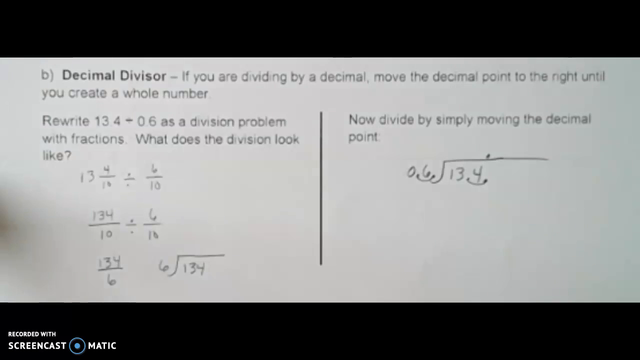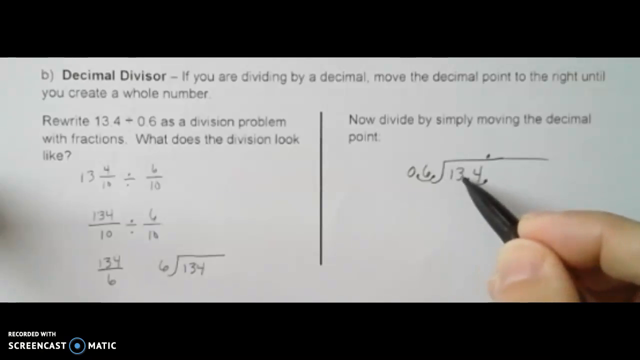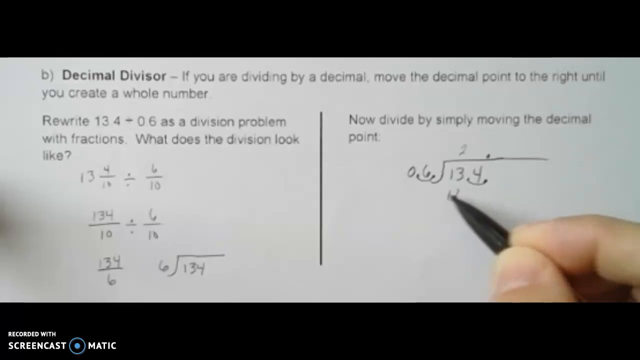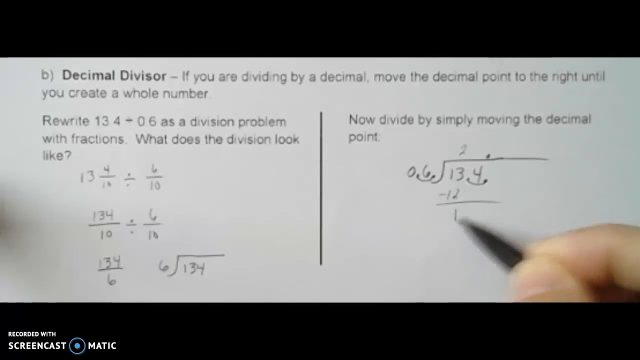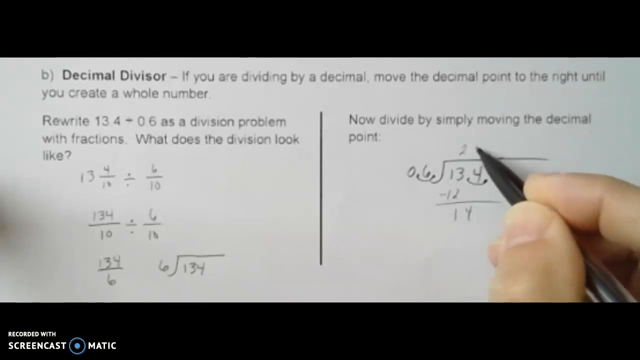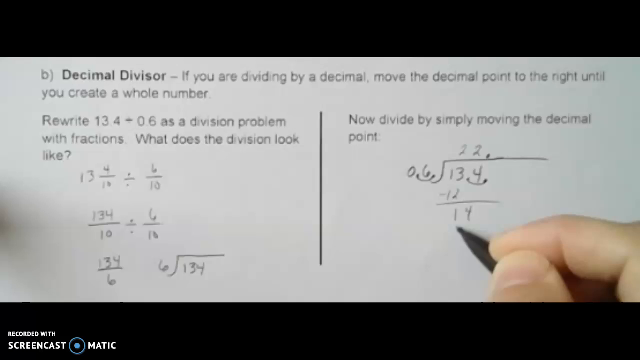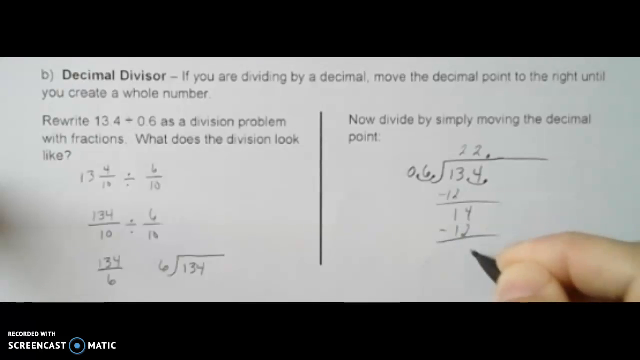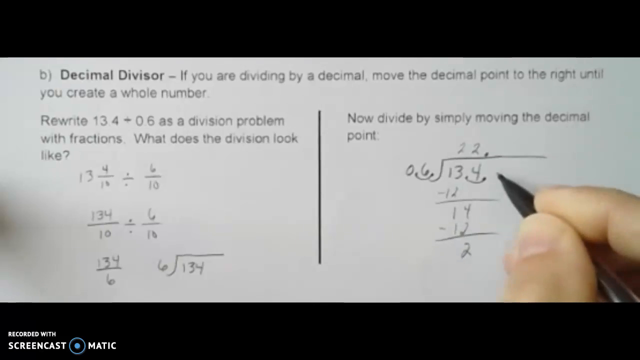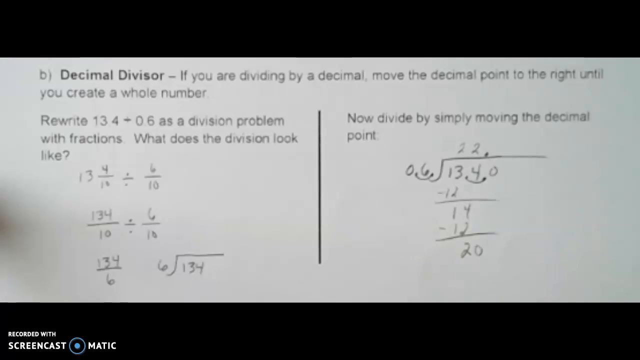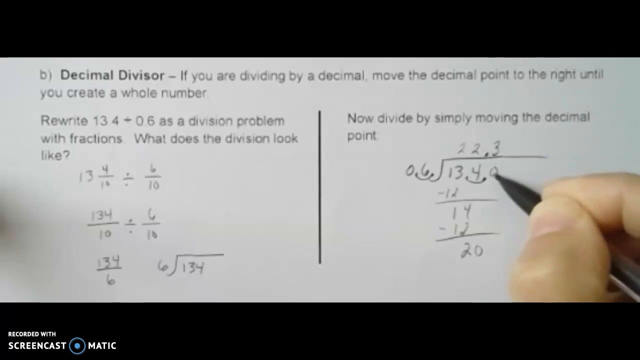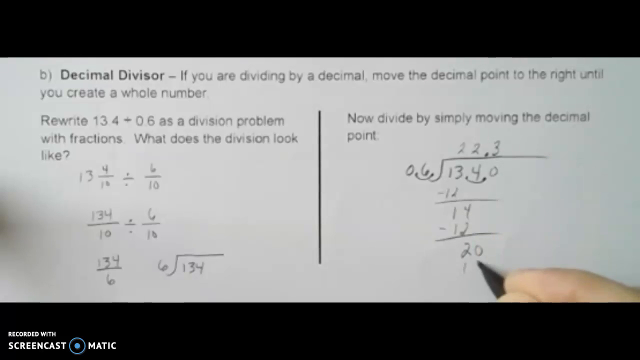So let's go ahead now and do our division. 6 goes into 13 twice, so put the 2 above the 3. 2 times 6 is 12. When we subtract, we're left with 1. Bring down the 4. 6 goes into 14 twice again. 2 times 6 is 12. So when we subtract this time, we're left with 2. I'm going to add a 0 inside and bring it down. 6 goes into 20 3 times, so the 3 goes above that 0. 6 times 3 is 18. I subtract, I'm left with 2.